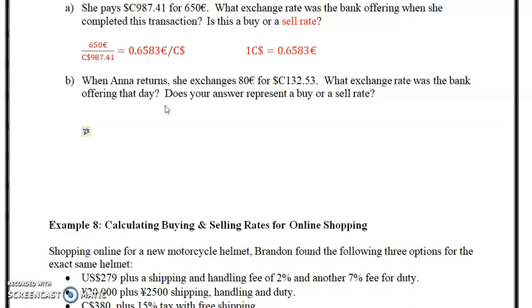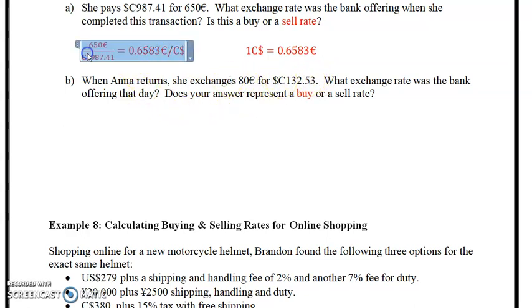when Anna returns from her trip, she exchanges the 80 euros, that must have been money left over and unspent, for 132.53. So this is obviously the buying rate, right? So the bank's going to buy the money back. All right? Let's check out the buying rate. Okay? So we'll do the same thing. You want to be consistent here. So again, you want it with respect to $1 Canadian.